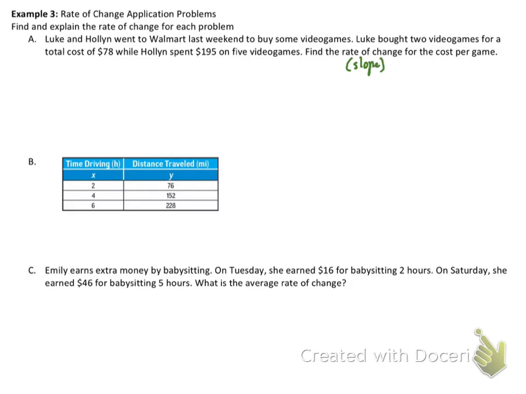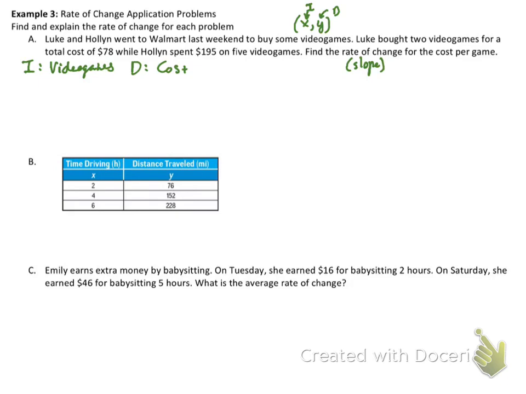So we need to figure out what is our independent and what's our dependent variable. Because remember, when we write coordinates, the x is the independent and the y is the dependent. So the amount spent, does that depend on how many video games are purchased? Or does the number of video games purchased depend on the total cost? Well, the only one that makes sense is that your independent variable is going to be the video games, and your dependent is going to be your cost. So that's going to help us set up our coordinates.